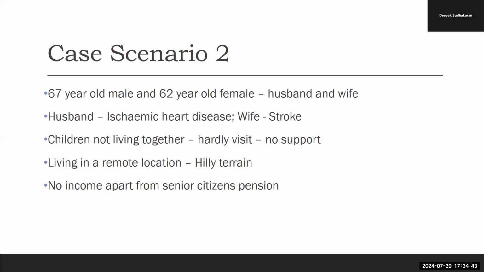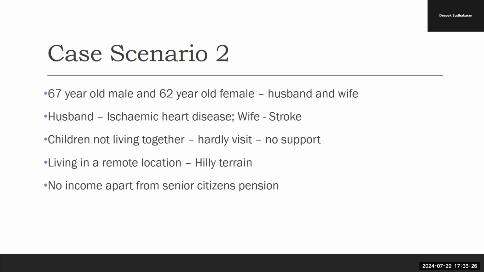Now, because of this hilly terrain, this husband is unable to move out of the house and come back a lot, because he gets breathless, exertional dyspnea. He visited the cardiologist a couple of years back, after which he has just been taking some regular medications which he procures from the local PHC. But because of this dyspnea, he is unable to move out a lot. There is no income in the family except for a 1,600 rupees elderly pension, which the couple gets.